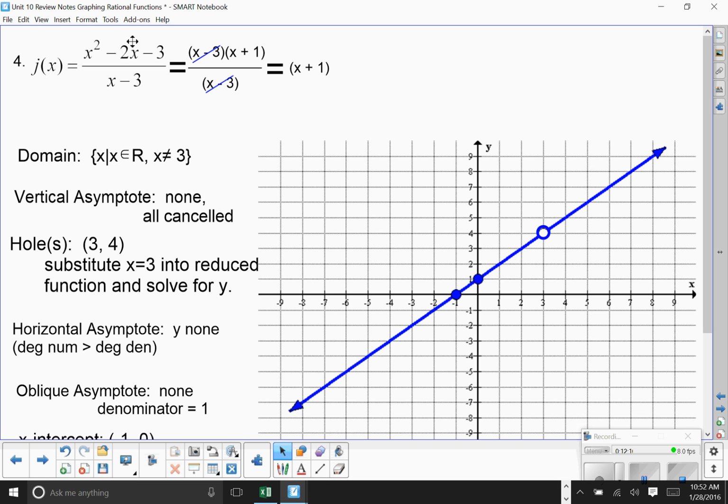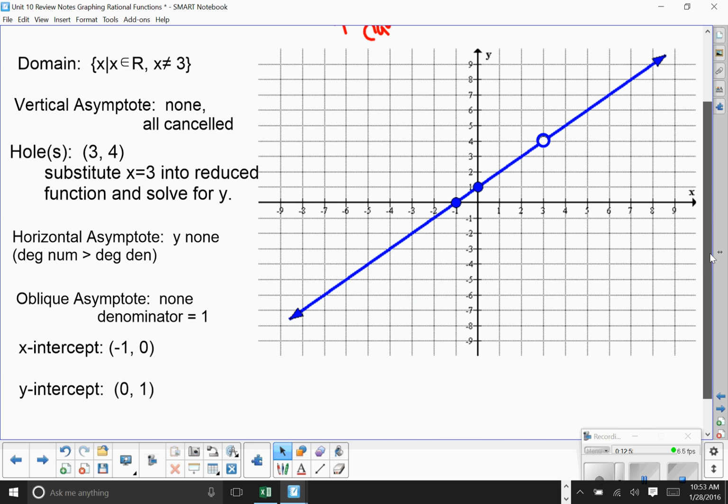For this one, I'm showing you the work. Factor it. Since you have something that cancels, you will have a hole. If factors cancel, then you have a hole. You could have more than one hole. Notice this is just a line. A linear equation, slope of 1, y-intercept of 1, it simply has a hole.